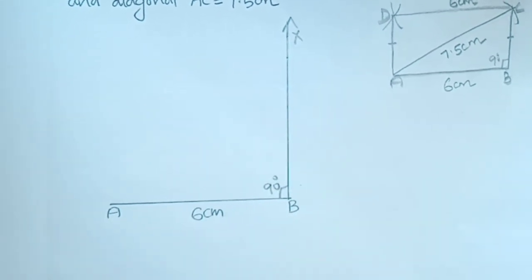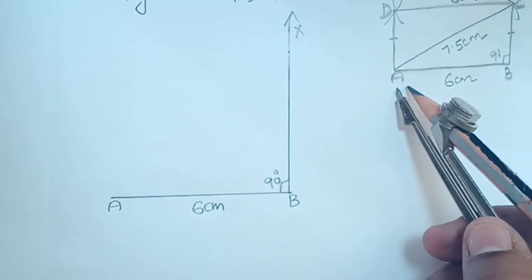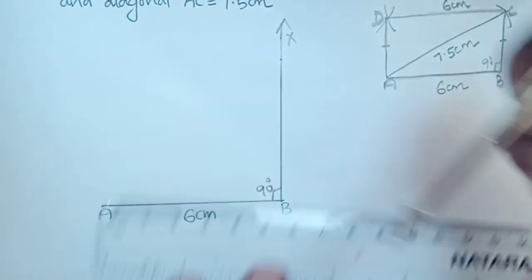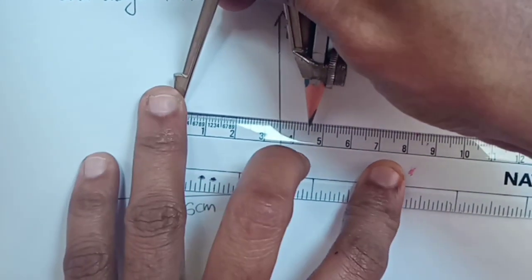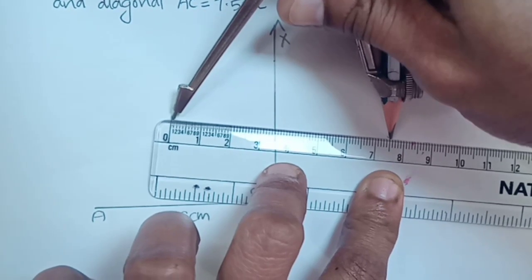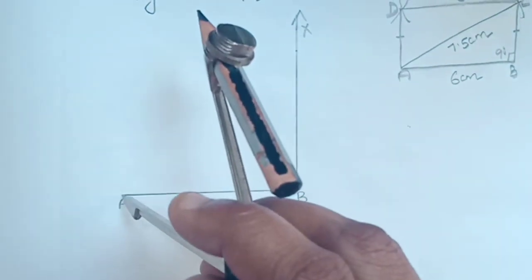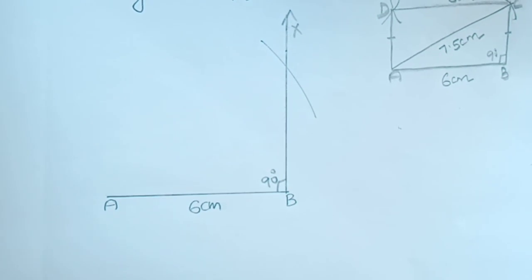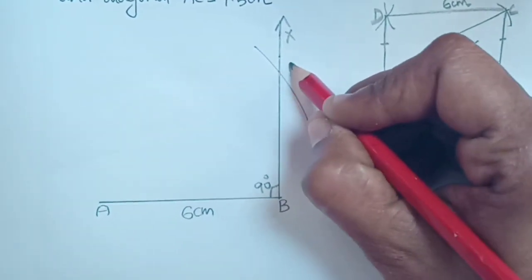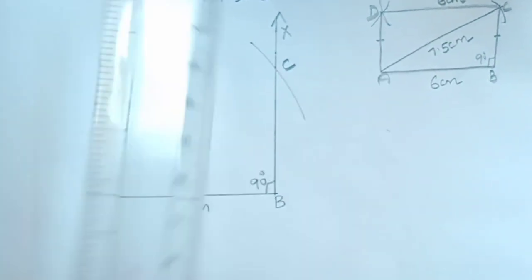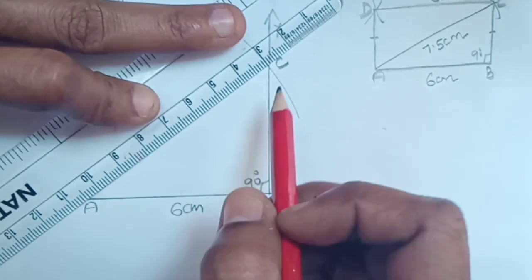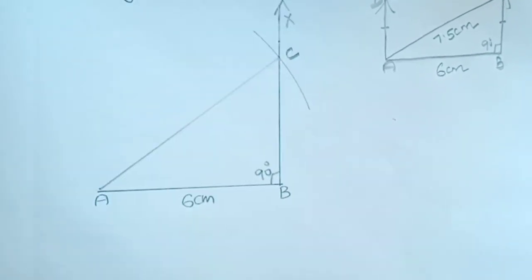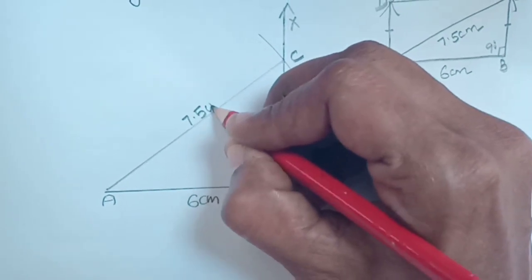Then with A as center and radius 7.5 centimeter, draw an arc to intersect BX at C. Then join AC. Here AC is equal to 7.5 centimeter.